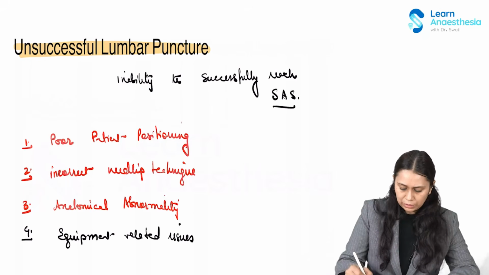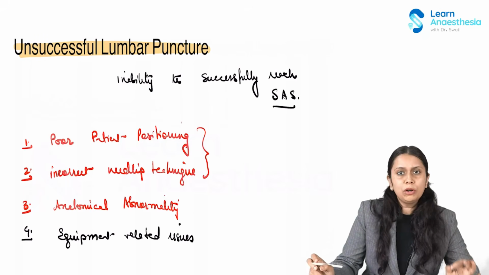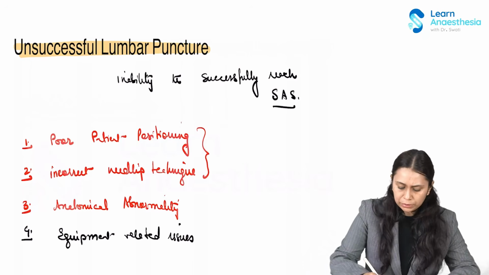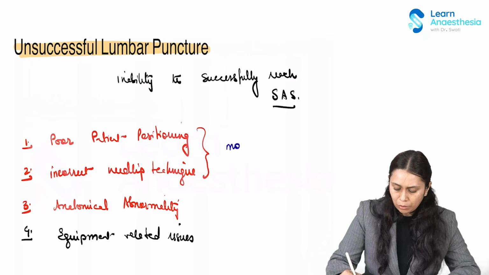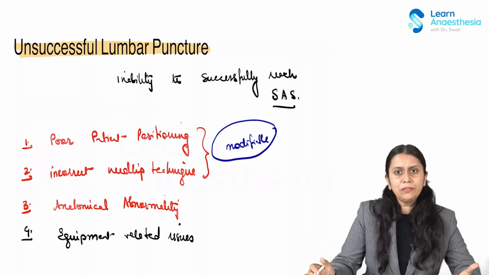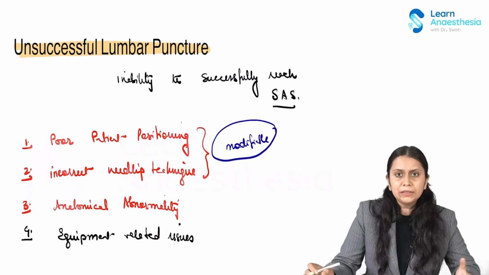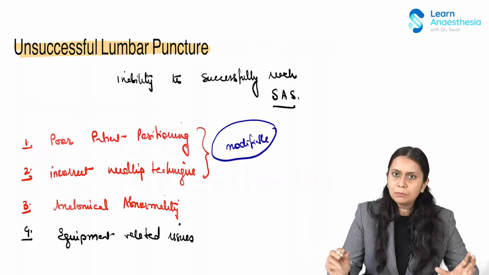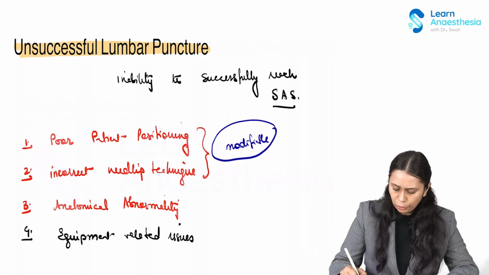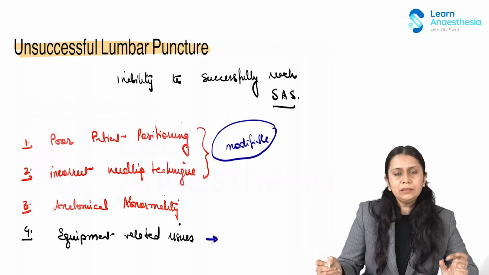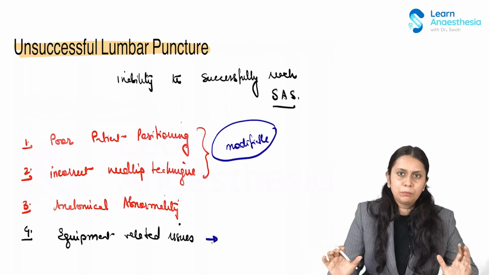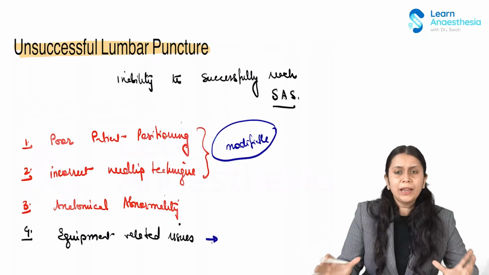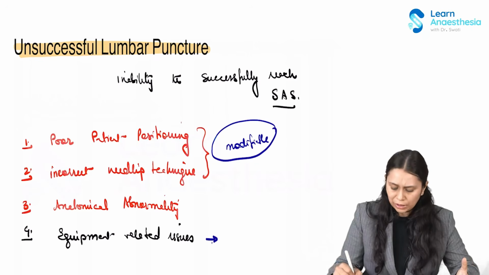So, the first two, poor patient positioning and incorrect needling technique, are both pretty modifiable, and we can rectify these faulty techniques simply by having a good assistant. So, proper patient positioning and proper needling technique we will discuss. The equipment related issue can be prevented by the practice of a proper equipment check every time before we give the spinal. So, I'll talk about it.